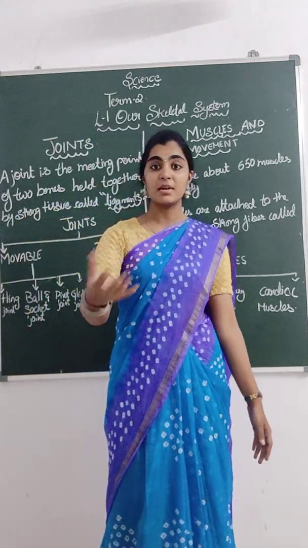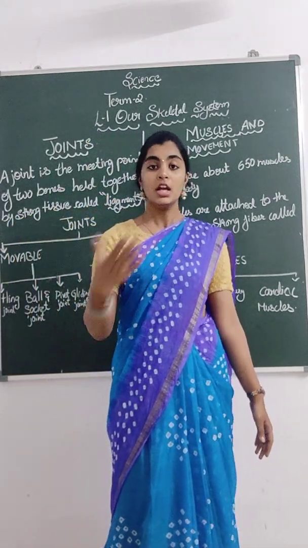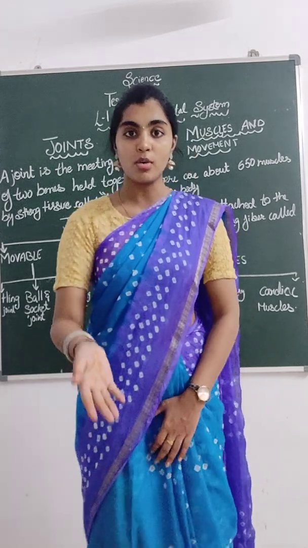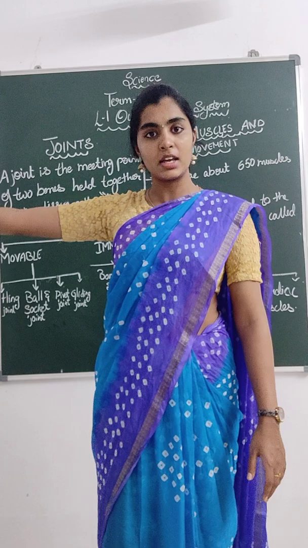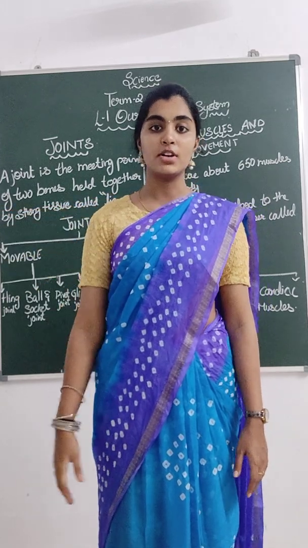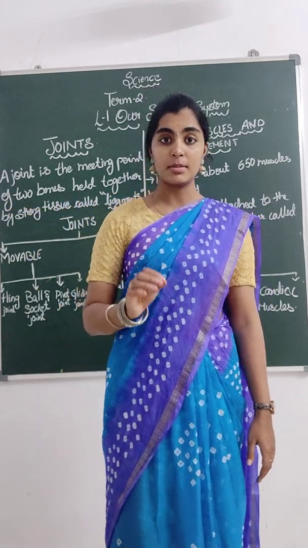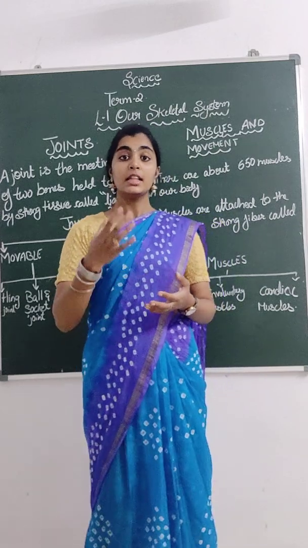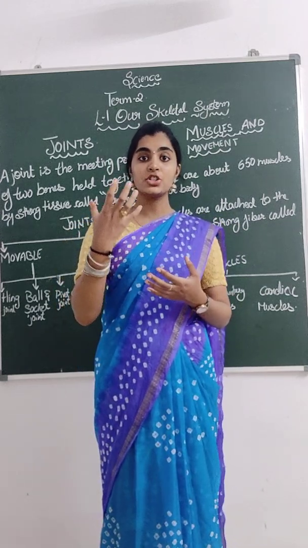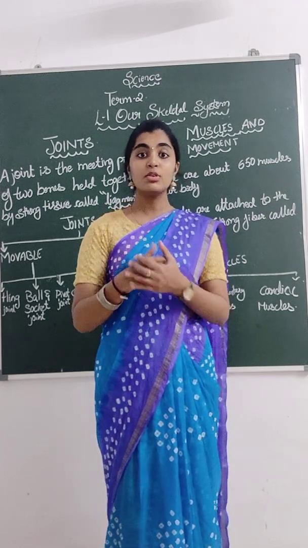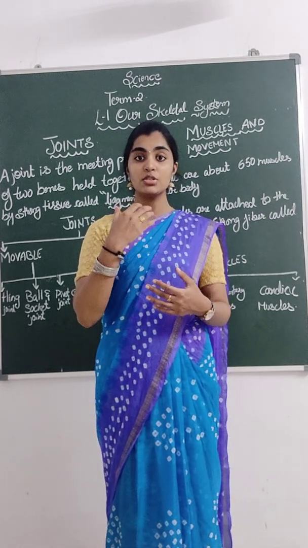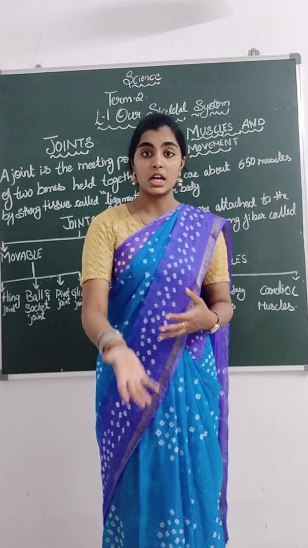Voluntary muscles means the muscles which we can control. If I want to walk, I will walk. If I don't want to walk, I will stand. If I want to stretch my hand, I will stretch. If I don't, I will not stretch. These are the examples of voluntary muscles. Means the actions of your muscles are under your control. Involuntary muscles means the actions which are not in your control.